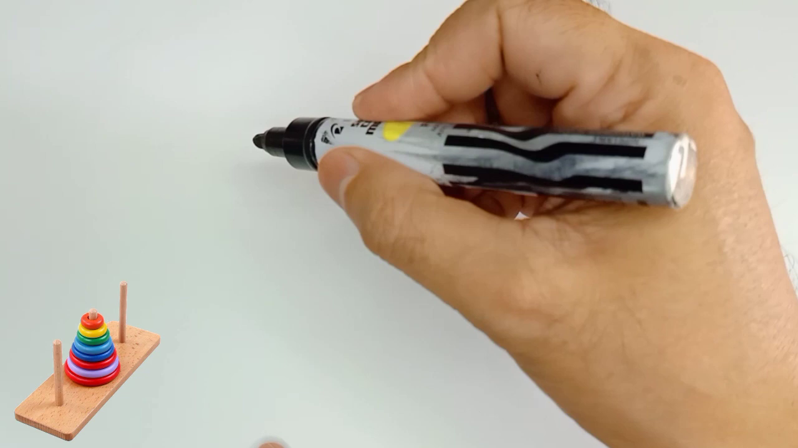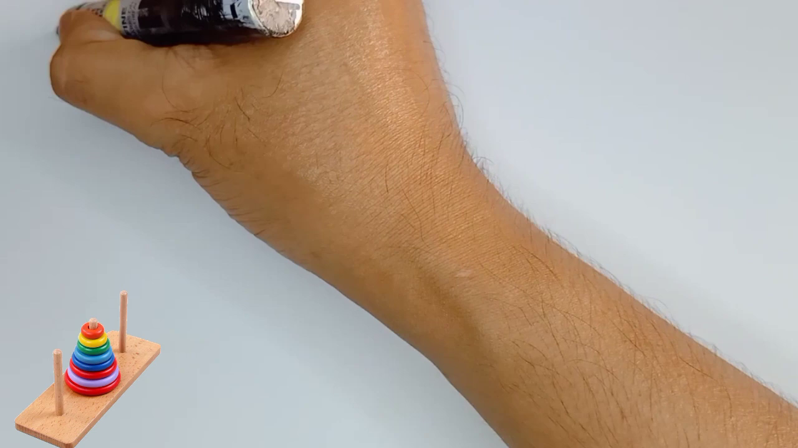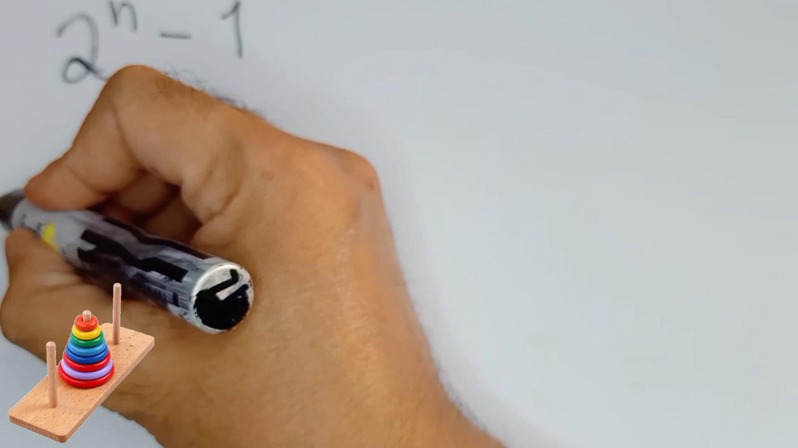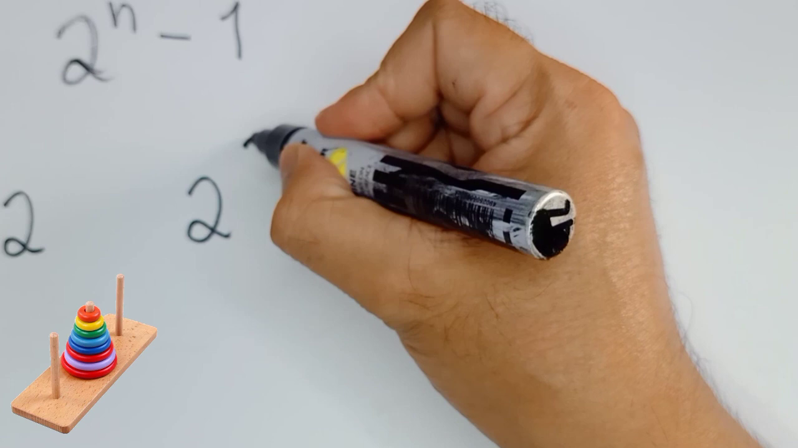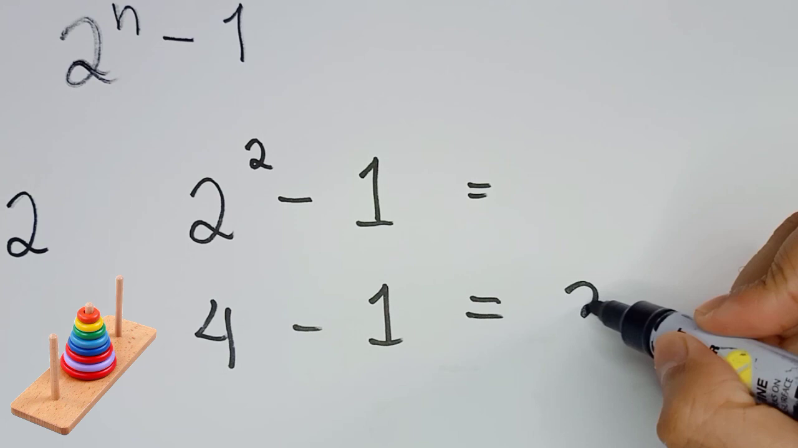To find out the minimal number of moves of the discs in the Tower of Hanoi, we're going to use the formula 2 to the n power minus 1, where n represents the number of discs. Using the formula, for example, we're going to use 2 discs. So we have 2 to the second power minus 1. So 2 times 2 is 4, minus 1 is equal to 3. So it takes 3 moves for the 2 discs.